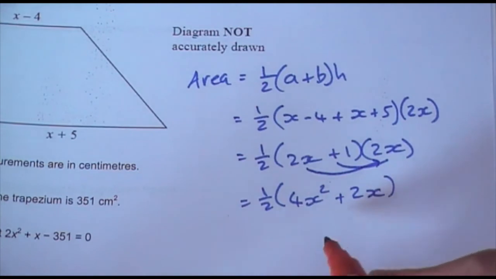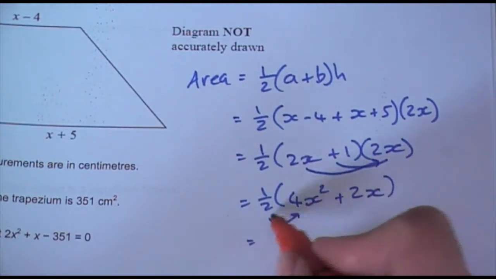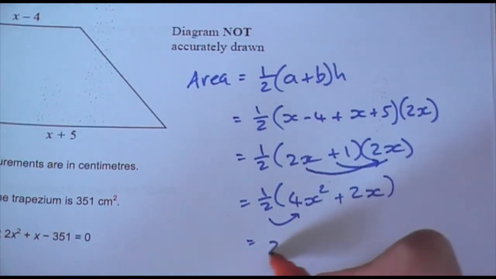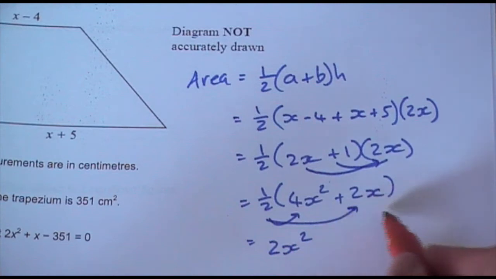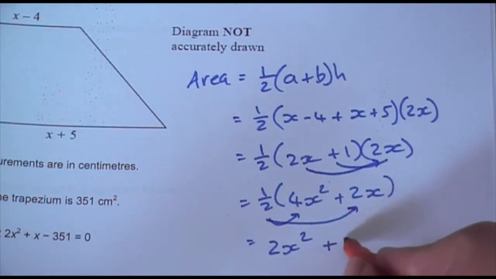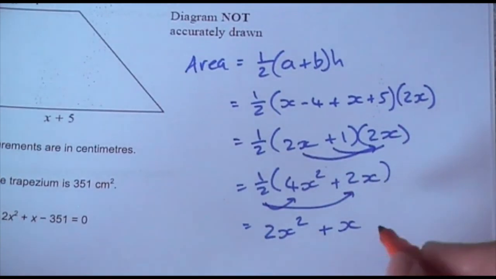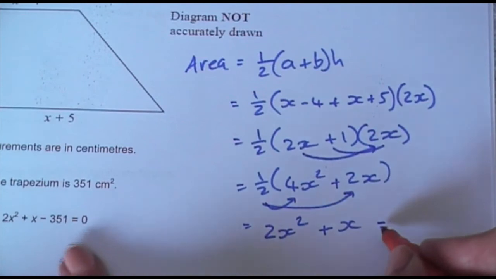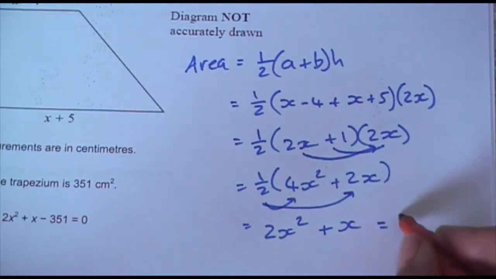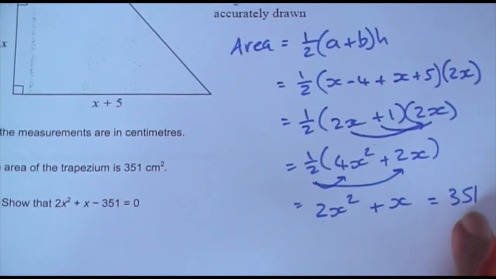So now I can expand the bracket by the half. So that equals half of 4x squared is 2x squared. Half of positive 2x is 1x. So I've got 2x squared plus x is the area. Now I know that the area is equal to 351. So I've written out an expression for the area and put it equal to what the area is.